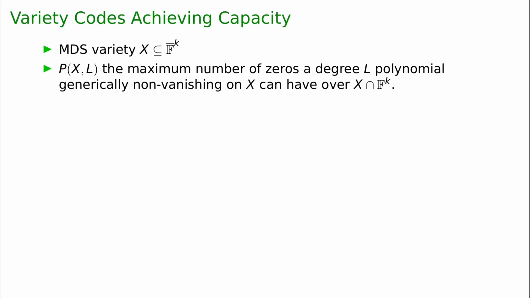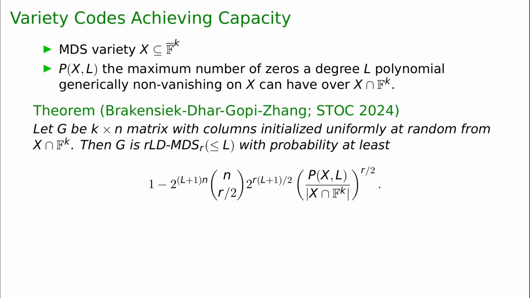Now let's go back to variety codes. So we're going to pick some variety, which is MDS, and we're going to look at a bigger space than just our finite field F. We're going to actually look at the algebraic closure, which is infinite. So we have a variety X over this algebraic closure to the k. And we're going to define P_{X,L} to be the maximum number of zeros a degree L polynomial, generically non-vanishing on X, so most points on X do not vanish, can have. We want to look at the maximum number of points over X intersect F to the k. So we have it not vanishing over the whole space, but we're going to look at how many zeros there are over the small space.